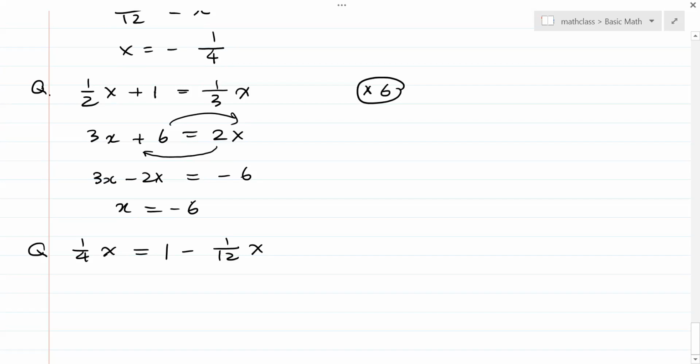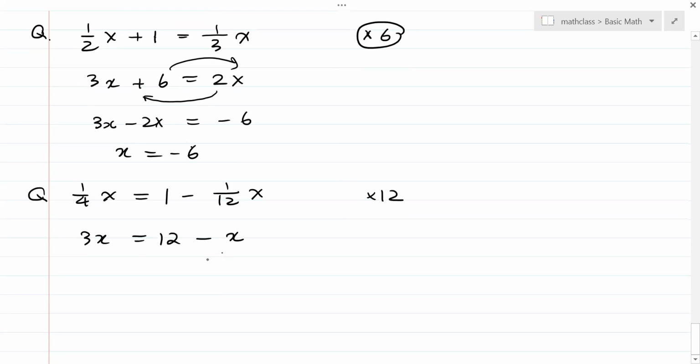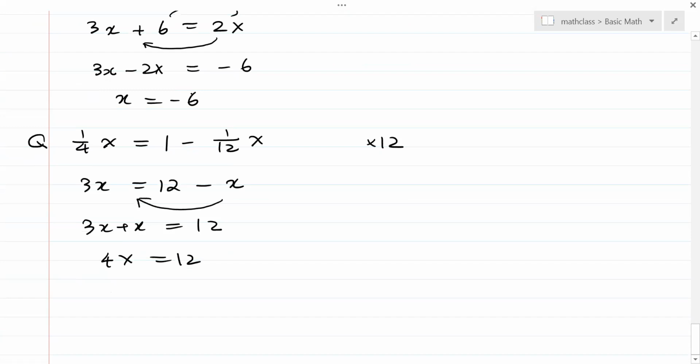Right. What number are you going to use to get rid of the fraction? Okay. 12 divided by 4 is 3. 12 times 1 is 12. Yeah. 12 divided by 12 is 1. Yeah. Then you move x to the left. You change the sign. You get 4x. Well, x equals 12 over 4. Yeah, 3. Okay. Who got 3?